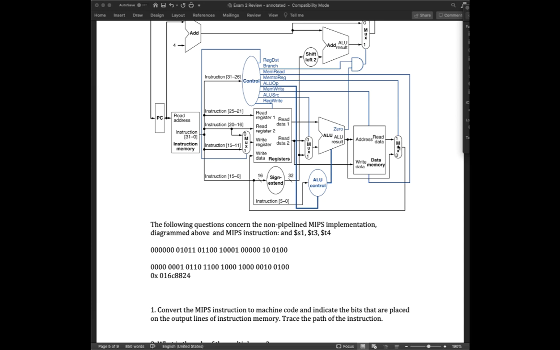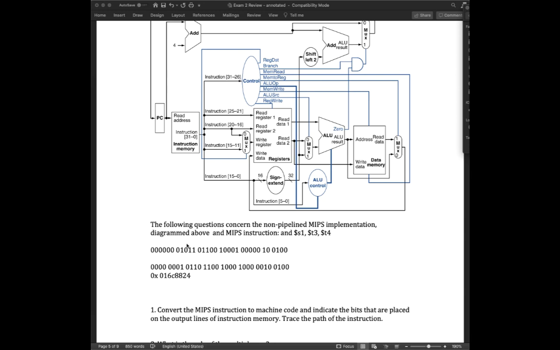This multiplexer controls what's being written back to the register file. So in the case of this AND instruction, we bypass data memory. Notice that points at the 0. And so that tells us that mem to reg needs to be a 0 for an R-type instruction. So it will pick up this signal to write back.